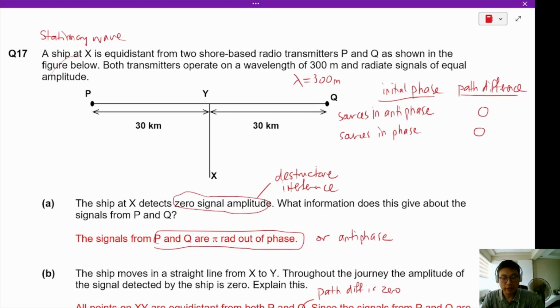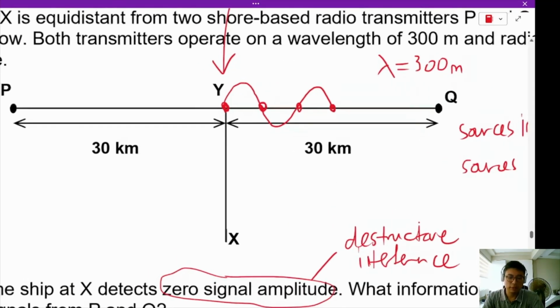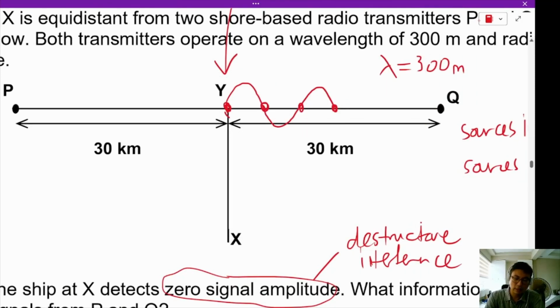So this is a stationary wave question, and you know that at the position of Y, there is destructive interference. That means that this position is a node. Okay, now let's draw the stationary wave from P to Q. We're going to draw nodes every here and there. So this is one node, and here's another node, and here's another node. Now we are going to draw the next part of the wave so that it's complete. This is the second half of the wave. Of course the wave carries on after that. I'm not going to draw all of it.